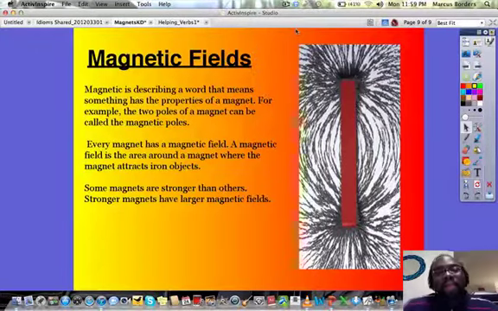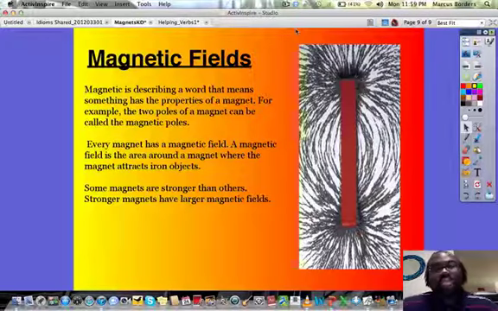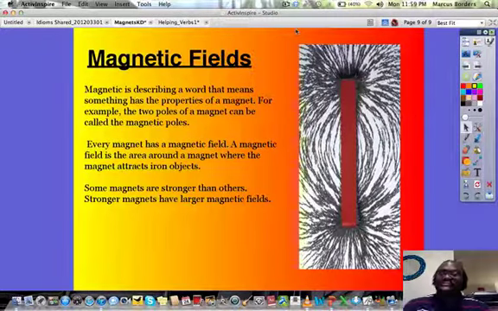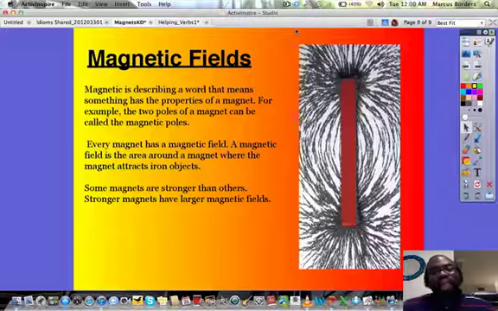Magnetic fields. Magnetic is a word describing that something has the properties of a magnet. For example, the two poles of a magnet can be called the magnetic poles. Every magnet has a magnetic field. A magnetic field is the area around a magnet where the magnet attracts iron objects. Some magnets are stronger than others. Stronger magnets have larger magnetic fields.